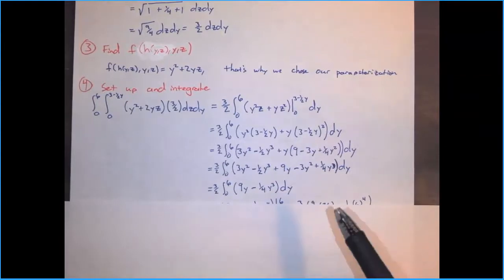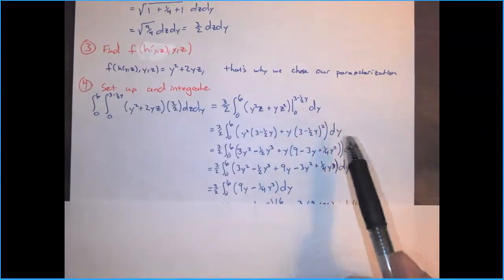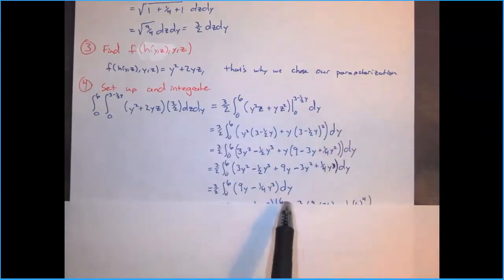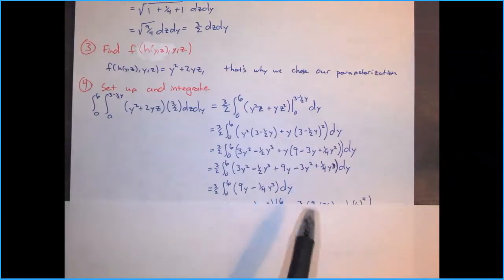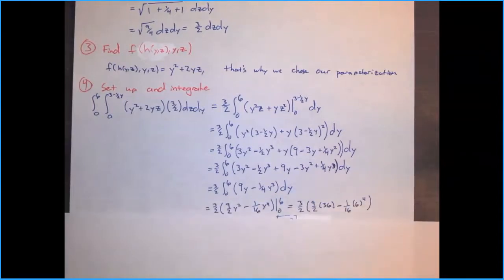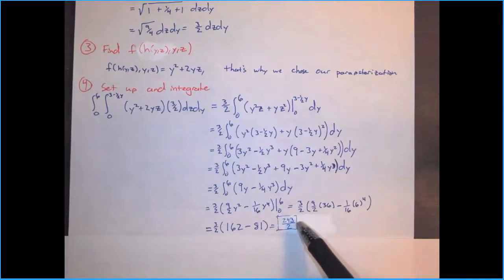Work everything out, simplify some things. I'm going to skip some steps, but you can work through and verify all these steps. And after I've simplified things, then I'm left with 3/2 times the integral of 9y minus 1/4 y cubed with respect to y. I go ahead and integrate with respect to y, plug in my bounds, work it all the way out, and the answer is 243 over 2.